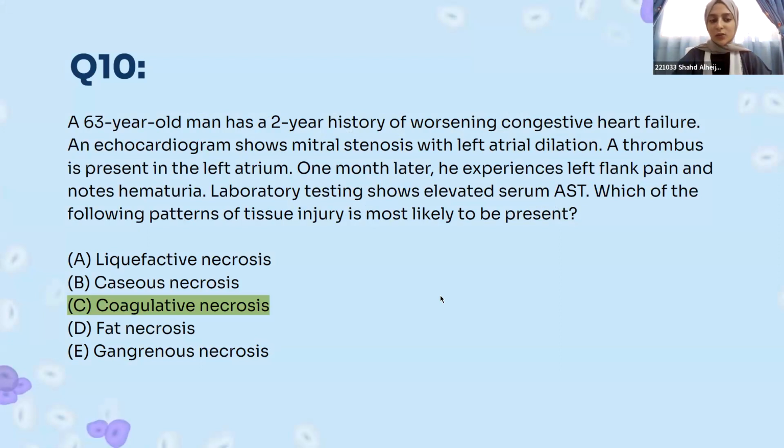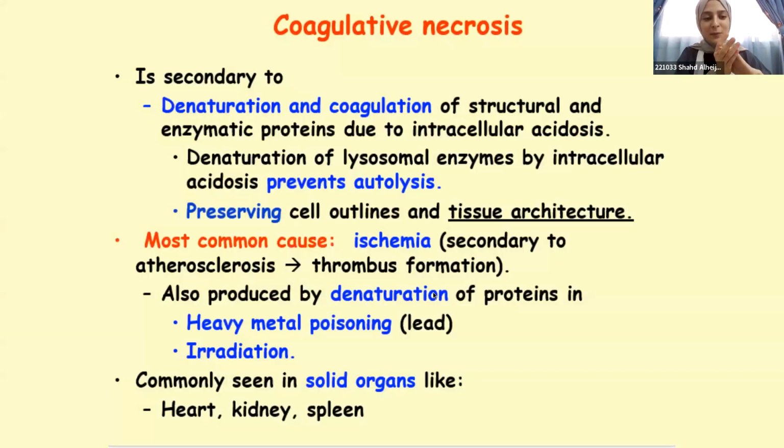Now, coagulative necrosis is associated with any blockage, so we can move on to the next slide. Here, as you can see, the most common cause is ischemia. So in this case, we have a thrombus. This would block the blood flow, causing ischemia, and this would lead to coagulative necrosis.